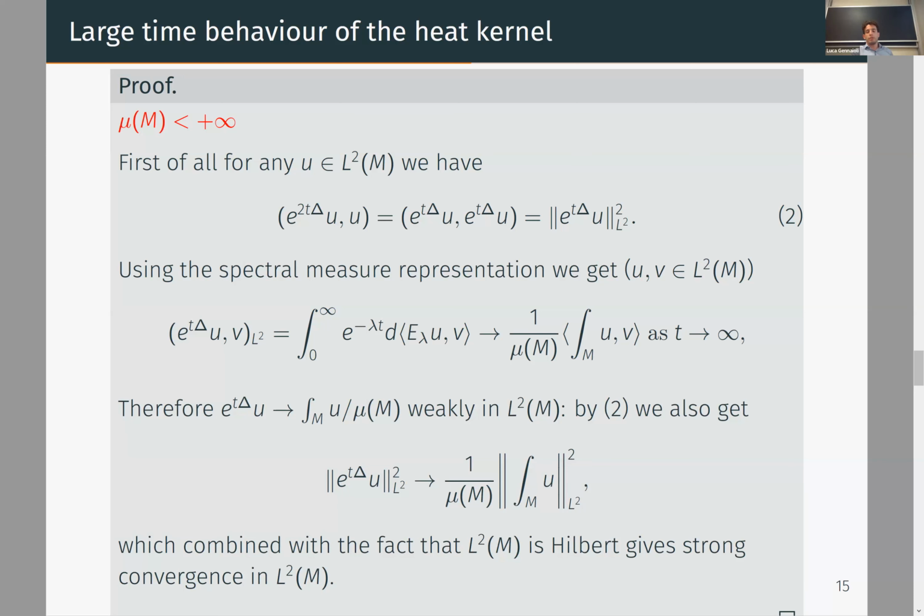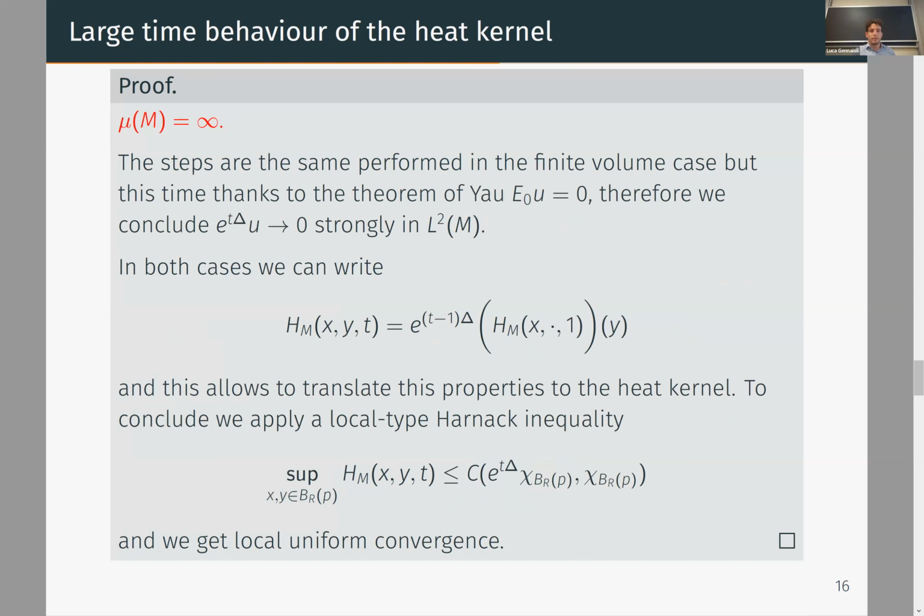To get local uniform convergence, I will explain it later, because first let me deal with the infinite case, which is really the same proof. When you project onto the space of L2 harmonic functions, you get 0, because there are no L2 harmonic functions which are non-zero. Therefore, in this case, you converge strongly in L2. And to translate these properties to the heat kernel, you just use the semigroup property. After that, you apply basically a local Harnack inequality, and you control the L infinity norm with L1 and then L2, and so you get local uniform convergence.